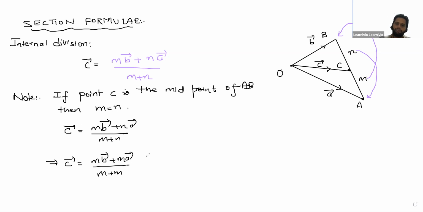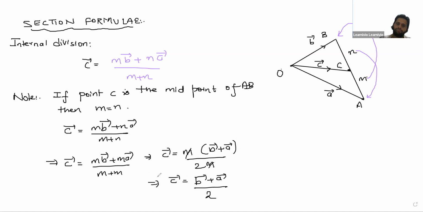Now here, C is equal to m times (B plus A) by twice of m. m will get cancelled out. So if C is the midpoint, then the position vector you can find like this: C is equal to (B plus A) by 2.